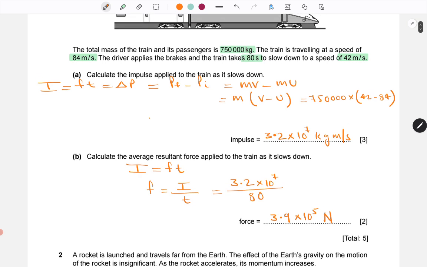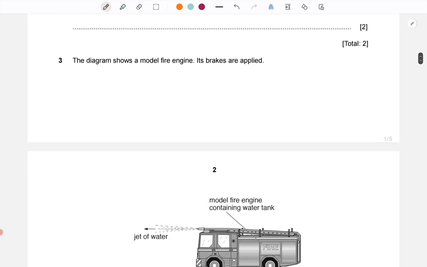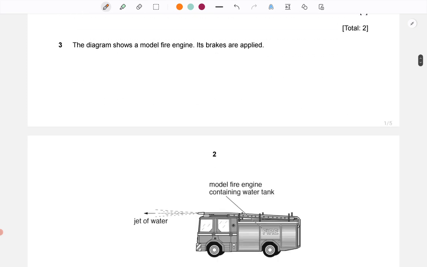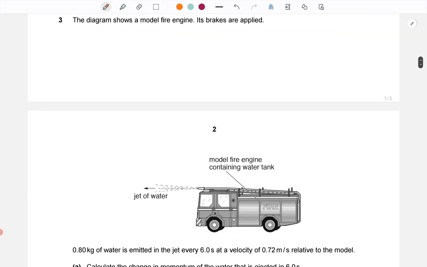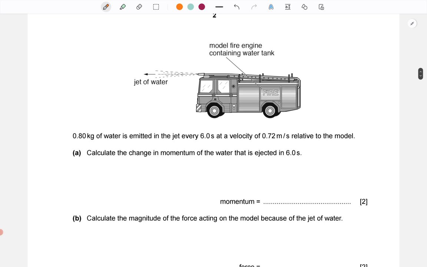Okay, I hope the impulse part is clear to all of you. So let's come to the next question. This question is from Newton's third law. But here we are not talking about Newton's third law, that's why I'm leaving it. Come to the next question.